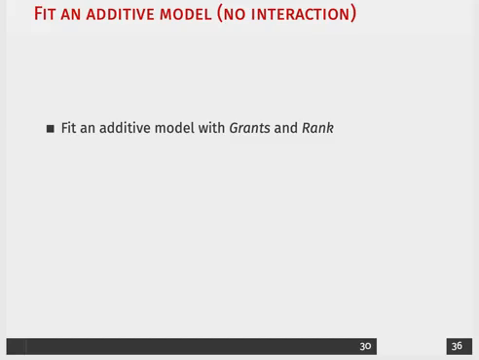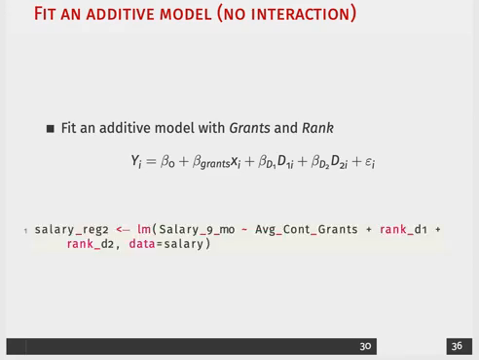All right, so enough talking about it. Let's go and actually fit our model in R, remembering that our first X is grants, our outcome is salary, our first dummy is the one about assistant, the second then is associate, and there will be some estimated error as well. We can do that in R with our LM function.